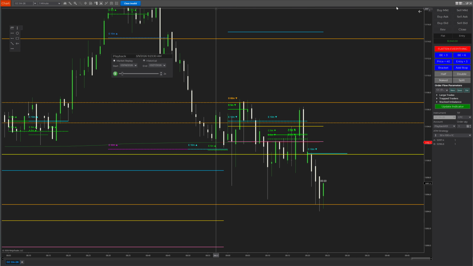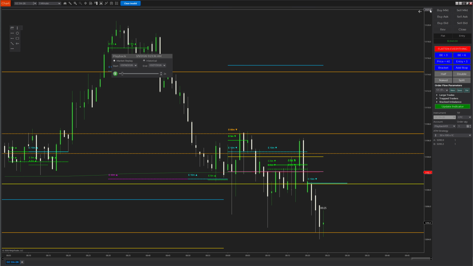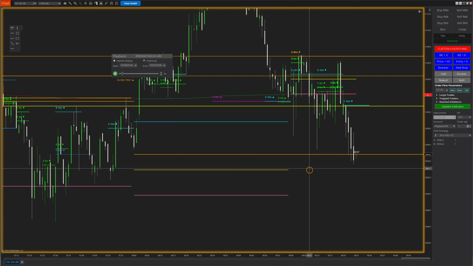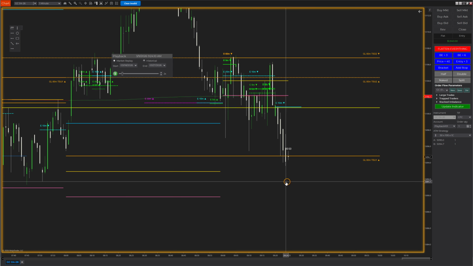See if it goes further. Down to here. This previous POC hasn't been touched. Pretty much. Wicked that. So first it wicked the trend start. Oh, it's still going. There it goes.